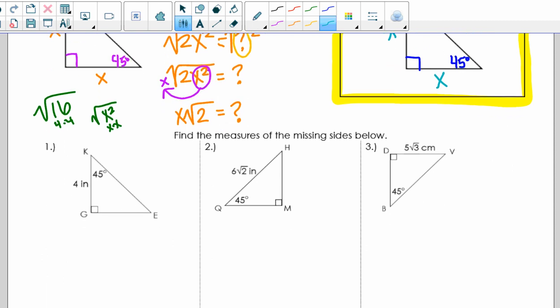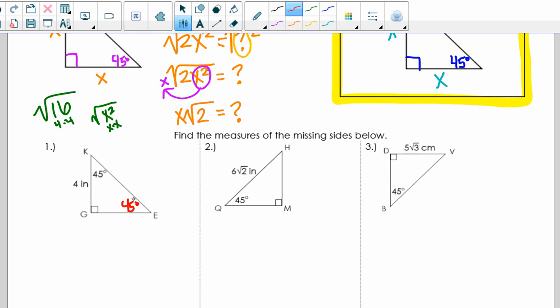There's only so much you can do with these. The biggest thing on some of them is going to be watching your algebra. So here, it says find the measures of the missing sides below. If you look, we have a 45 here, which means because of that right angle, this is an implied 45 as well. You don't have to write it in, but I like to.